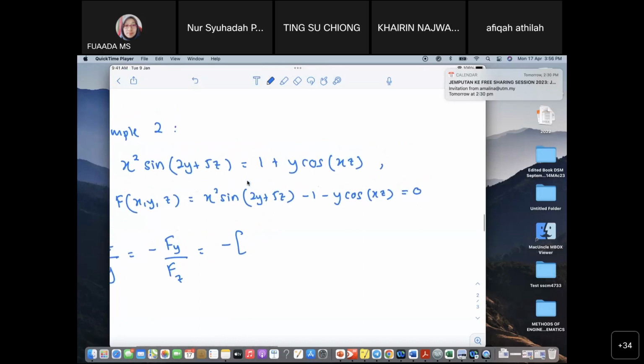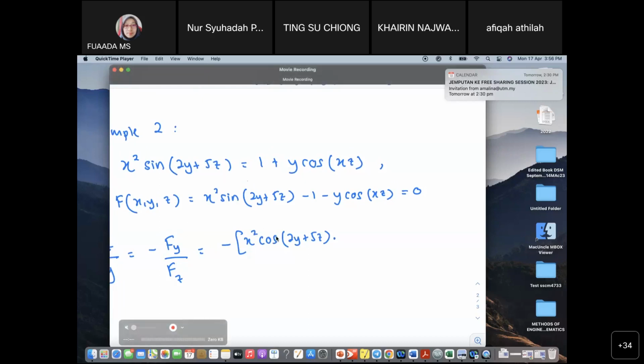Okay, so differentiate with respect to y. Y is inside the sin, so x squared is constant and doesn't interfere. So sin becomes cos, cos of everything in the bracket, cos of 2y plus 5z. Okay, this is the normal chain rule. Differentiate the outer function, sin becomes cos, and multiply by the derivative of the inner function with respect to y. Y only appears in 2y, so 5z is zero, and 2y becomes 2. So you just have 2.